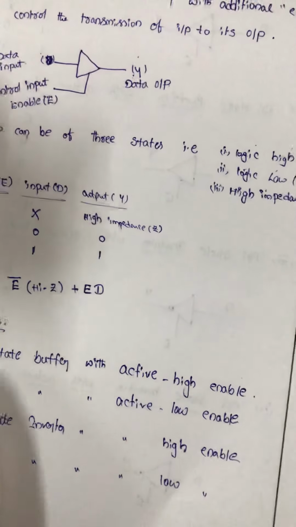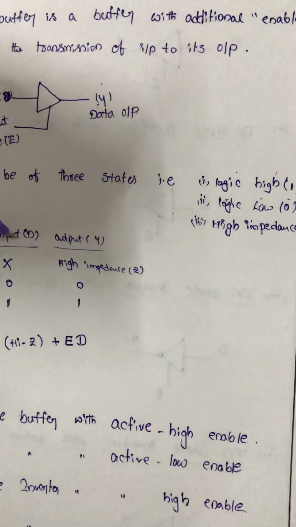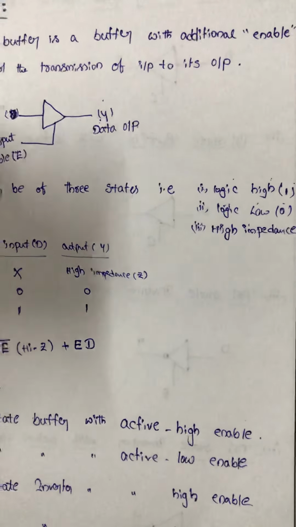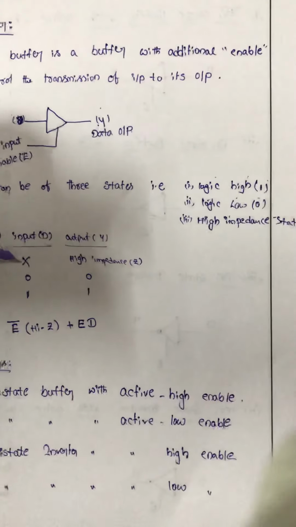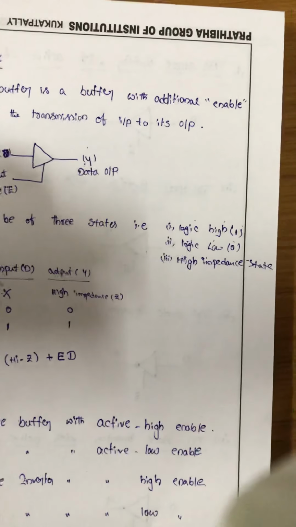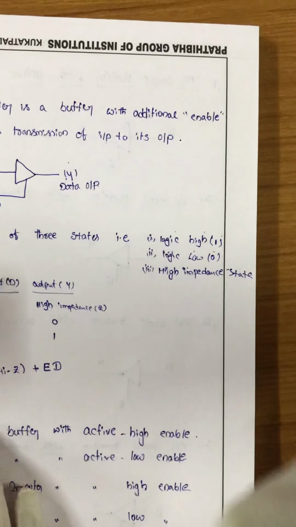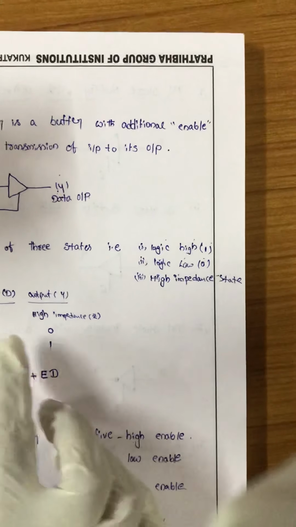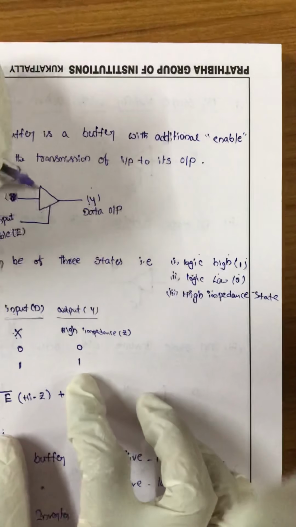Coming to the truth table, we have enable E, input D, and output Y. First, the 0 condition. The 0 condition means enable low. With enable low, if we apply X, meaning 0 or 1: if the input is 0, the output is high impedance, and if the input is 1, the output is high impedance. Coming to the 1 condition, that means enable high. With enable high, if the data is 0, the output is 0, and if the data is 1, the output is also 1. It means here we are applying the buffer circuit.